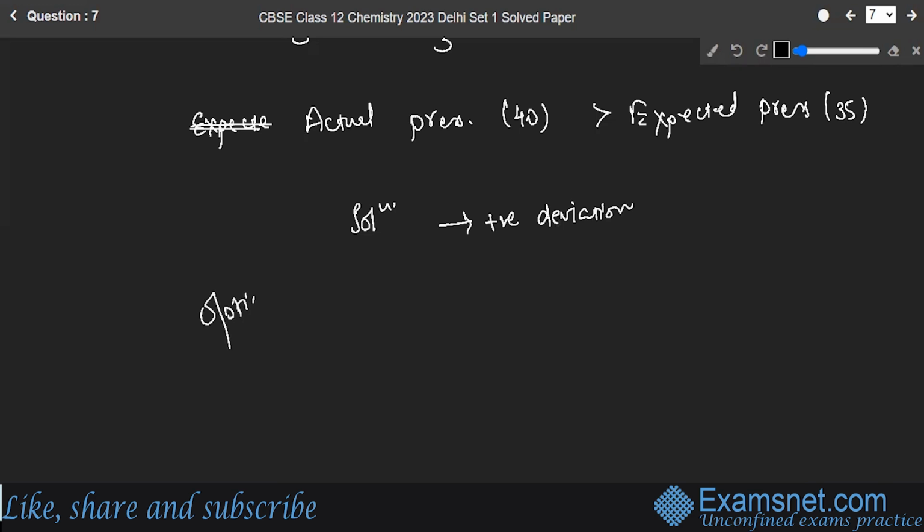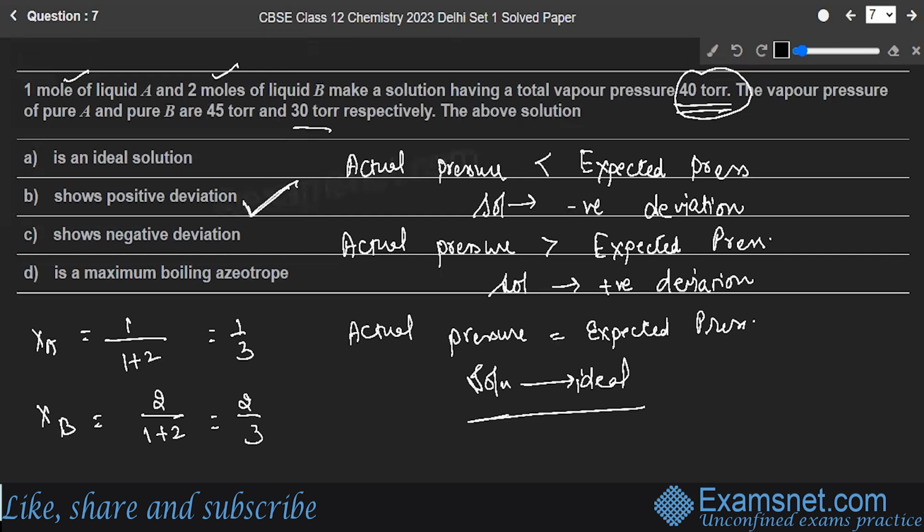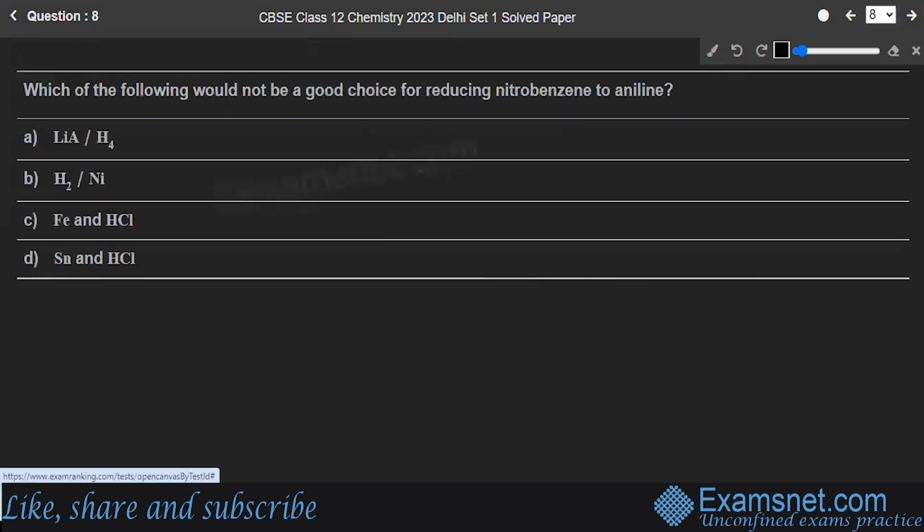So you have the option as the right answer, this one. Hope you understood that. Let's move to the next question, number 8. Which of the following would not be a good choice for reducing nitrobenzene to aniline? Let's read all the 4 options. These are the 4 options which are given to you.